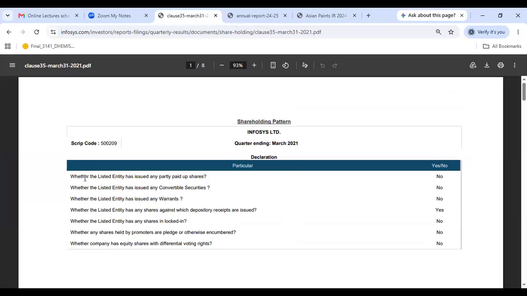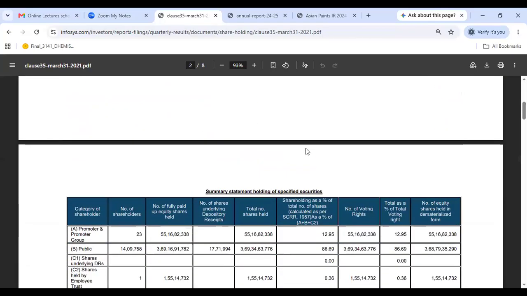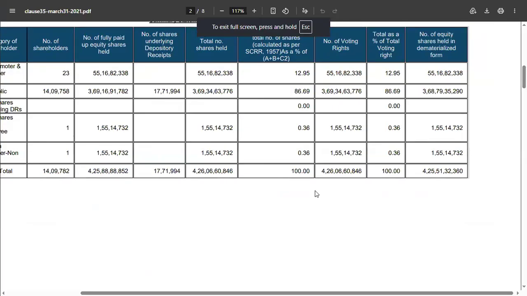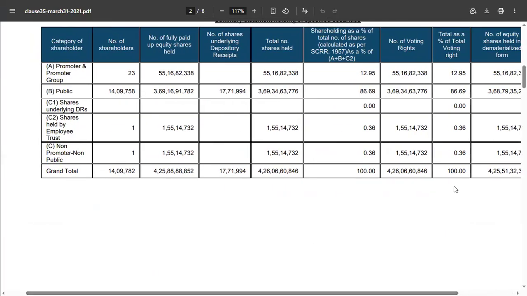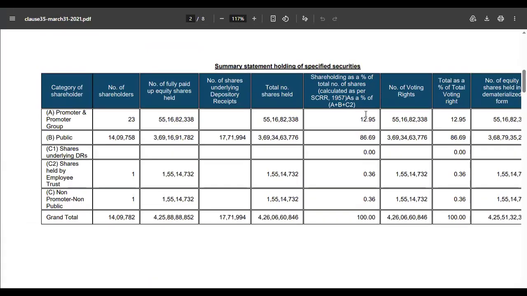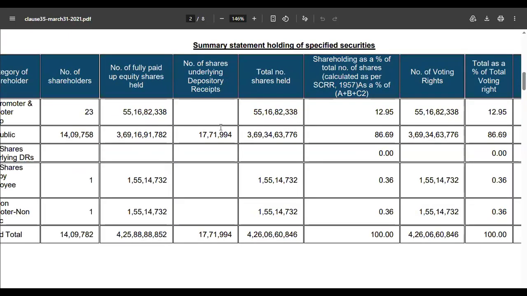So they are saying whether the listed entity has issued any partly paid up shares. They say yes, no, and so on. And here you find the declaration about the same. So in actual, this is a disclosure which is followed about shareholding. I'll wait for 1 minute. Is it readable, or shall I zoom it more? I'll zoom more so that you can read it.